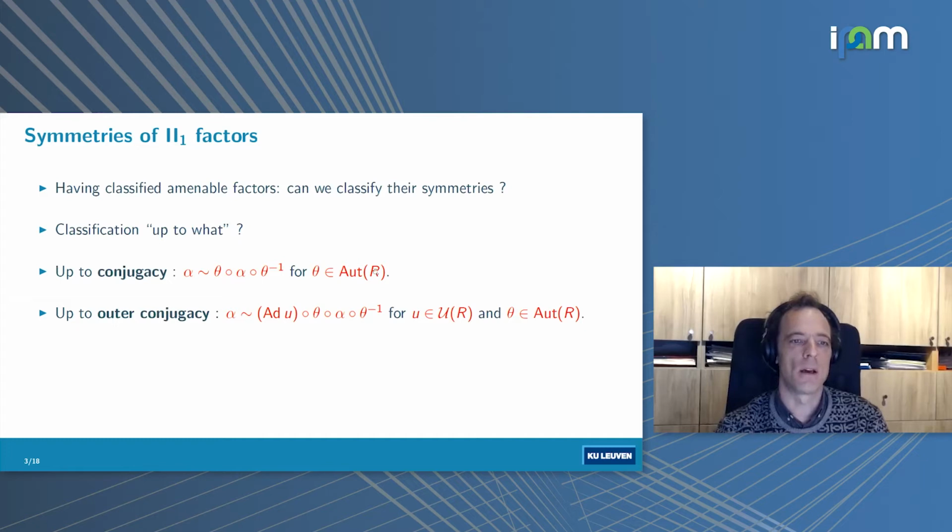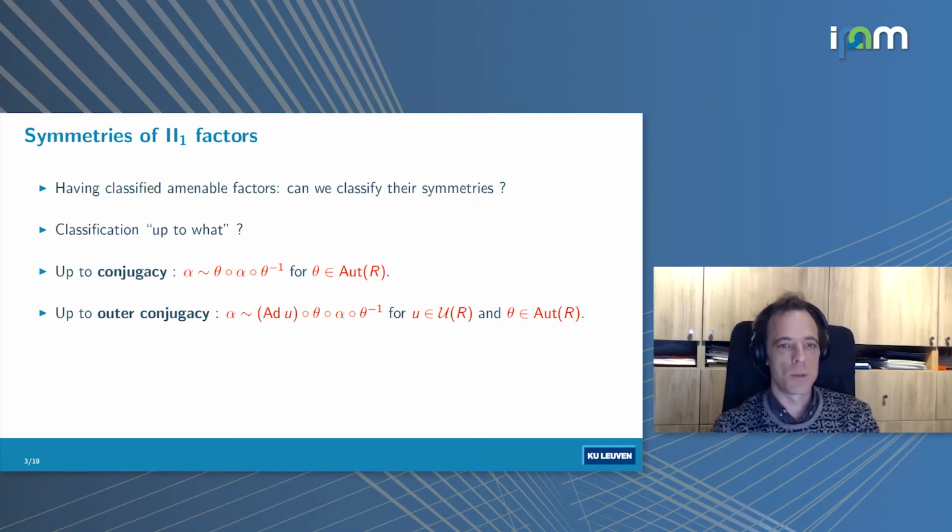So if we take an automorphism alpha, say, of the hyperfinite II_1 factor R, one obvious way to say that two automorphisms are the same is when they are conjugate. And conjugacy of automorphisms is really conjugacy in the group of all automorphisms, so conjugacy by an automorphism of R. Now, as we will see in a minute, it's much more natural to look at outer conjugacy rather than plain conjugacy of actions.